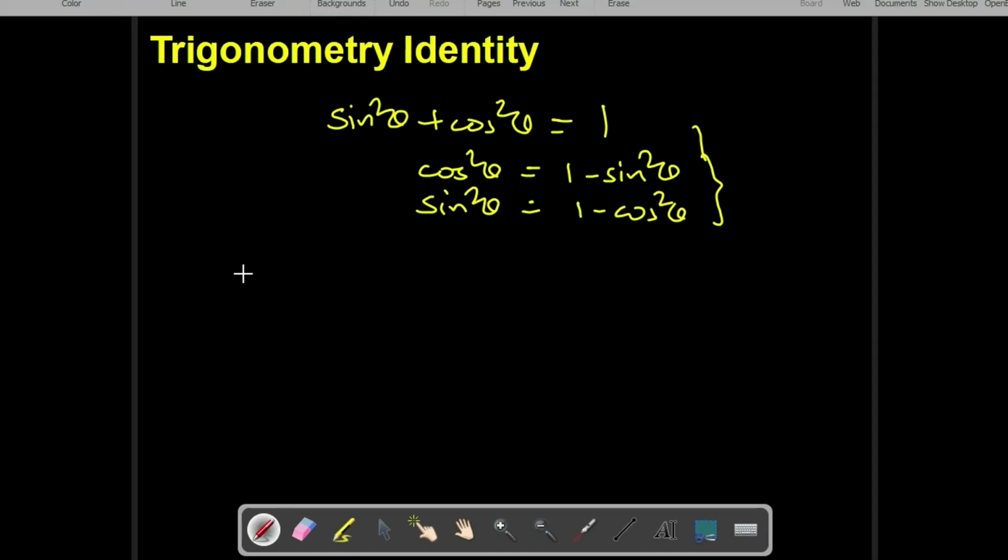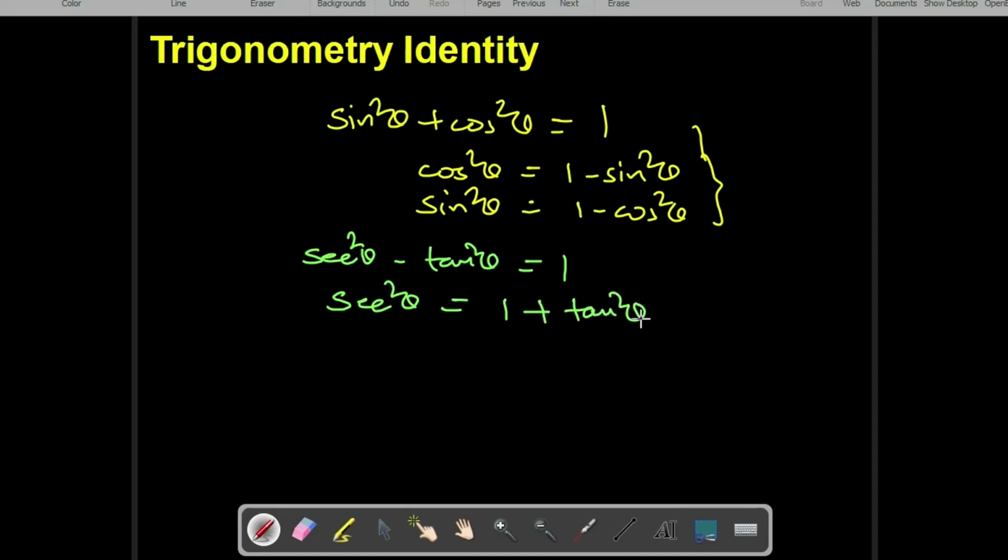Now there are few others, like the relation between sec theta and tan theta. So sec square theta minus tan square theta is equal to 1. Or we can write sec square theta is equal to 1 plus tan square theta. Okay. Or we can write tan square theta is equal to sec square theta minus 1. This is another set of the trigonometric identity.